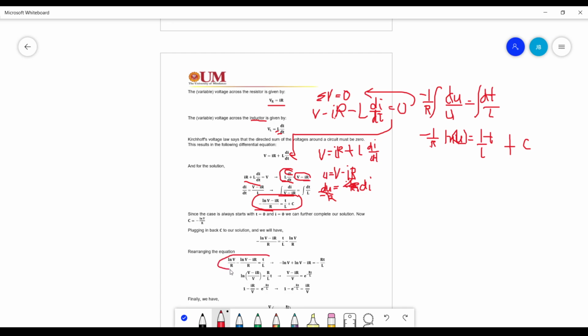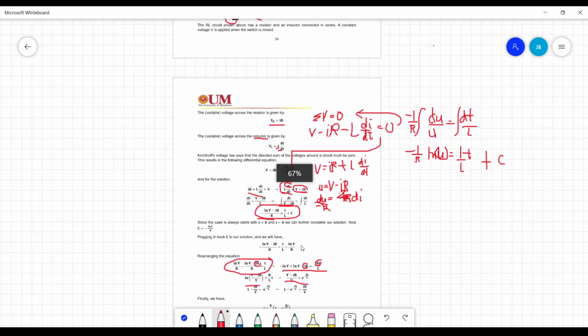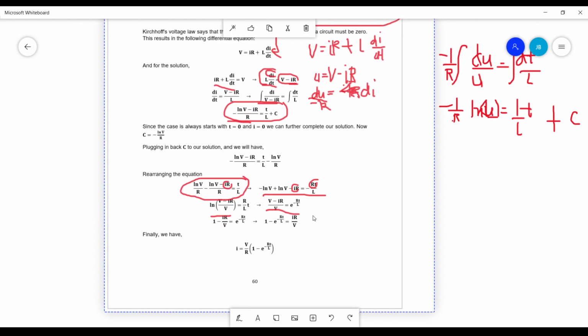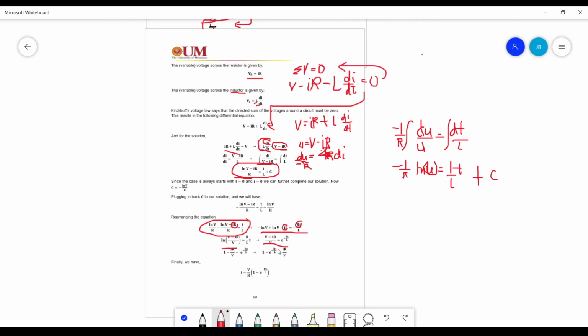Okay, so rearranging the equation, magiging ganito siya, magiging ganito, and then okay, since time is equal to 0 and R is equal to 0, so 0 po ni siya. Okay, so if you solve that manually, you will arrive at this equation right here.